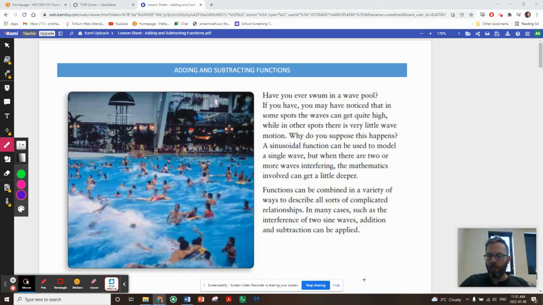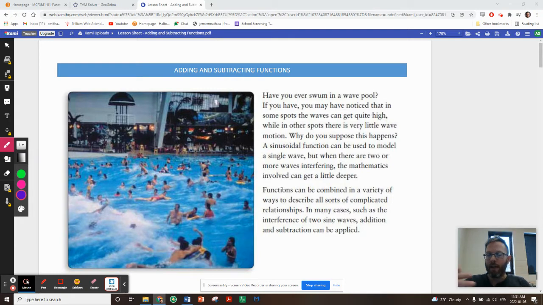Hey guys, Mr. Smith here, and in this video lesson, our first lesson of our final unit, Unit 8 on combining functions, we're going to talk about adding and subtracting functions. We're going to look at what happens when you do this algebraically, and when comparing the graphs of the sum or difference of two functions. It should be good.